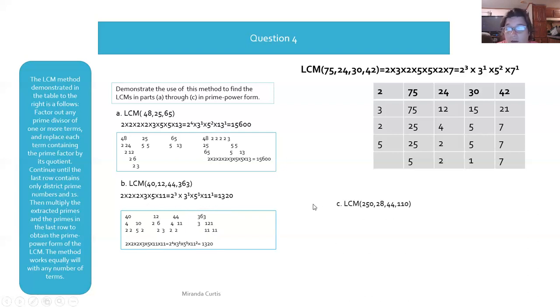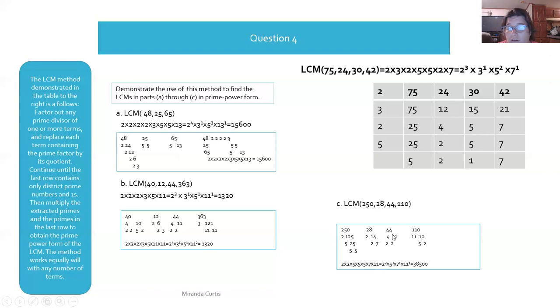Here's our last one. We got 250, 28, 44, 110. Okay, we're going to do the same thing. 250 is 2 times 125, 2 is divisible. Bring it down. 5 times 25, 5 is divisible. Sorry, these are primes. Okay, 5 times 5. So you bring your 2 down. And you have 1, 2, 3 fives. You have to have 3 fives so it can be divisible by this one. Okay, you have 2 twos, so you have to bring a 2 down. You have a 7 right here, so it's got to come down. Got 2 twos, we're already divisible there.